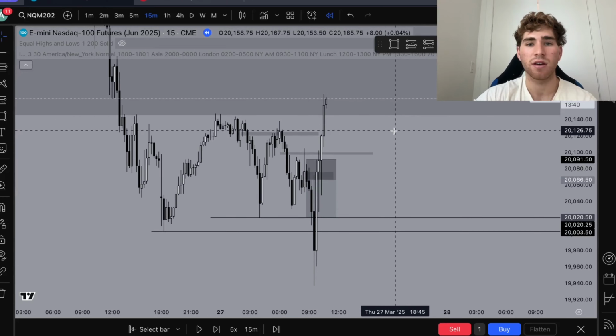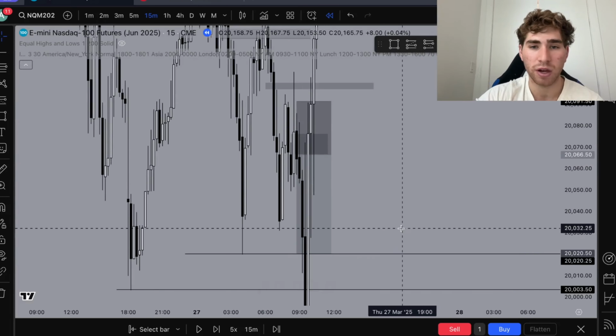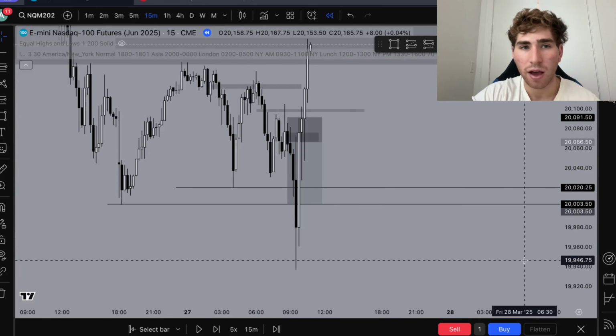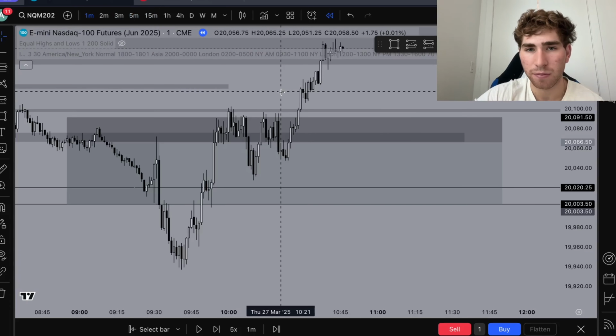That is okay because we do not trade reversals. This is a reversal in the market. We trade continuations, meaning we would trade till this low and then we'd call it a day. I personally took this trade this morning up here.